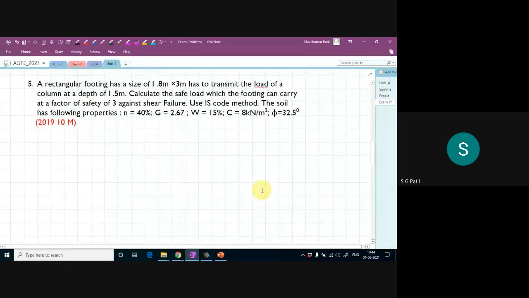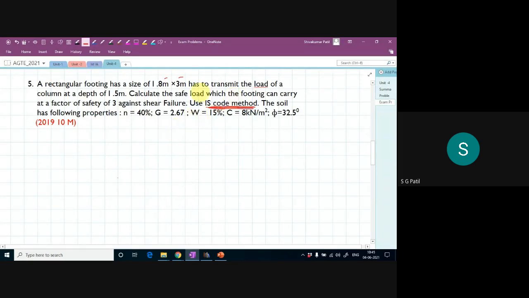Yeah. So this one you see. What are they telling? A rectangular footing has a size of 1.8 meter by 3 meter, has to transmit a load of a column at a depth of 1.5 meter. Calculate the safe load which the footing can carry at a factor of safety of 3 against shear failure. Okay, so here you see they are asking you to use the IS code. You can't use Terzaghi's bearing capacity equation.